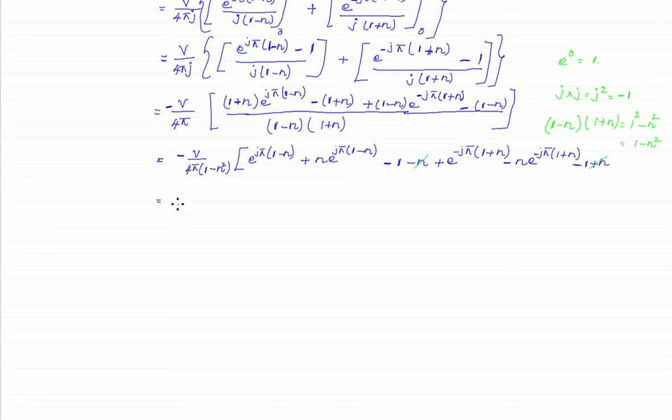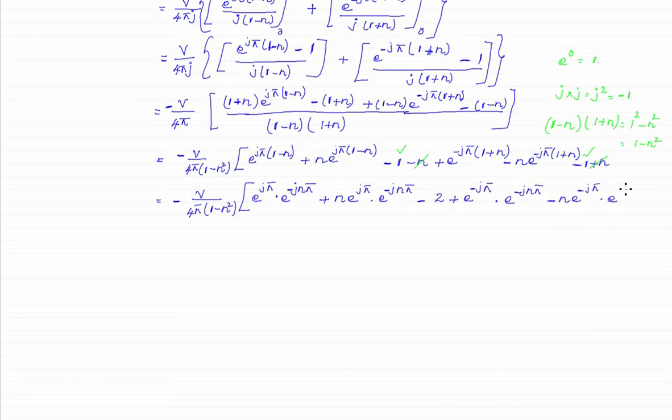In the numerator, e power a plus b, we are going to write as e power a into e power b. That is, e power j pi into 1 minus n can be written as e power j pi into e power minus j n pi. Here we are having minus 1 and minus 1, that can be represented as minus 2. And also we are going to expand all the e power a plus b terms as e power a into e power b. Here we are having e power j pi term.